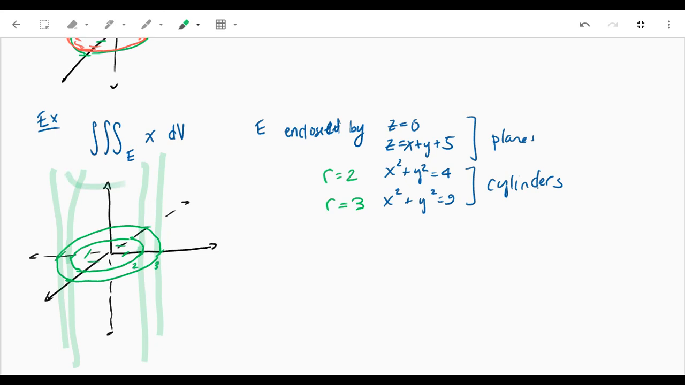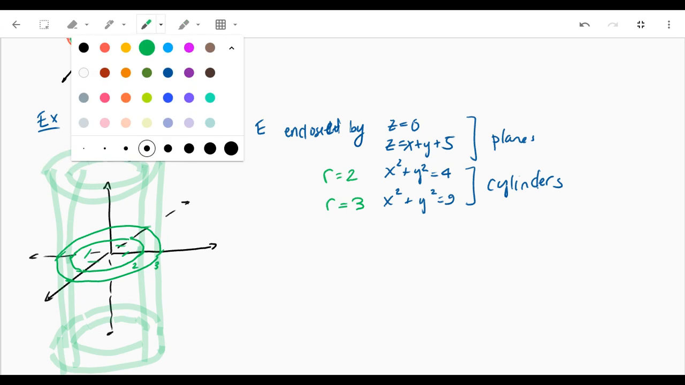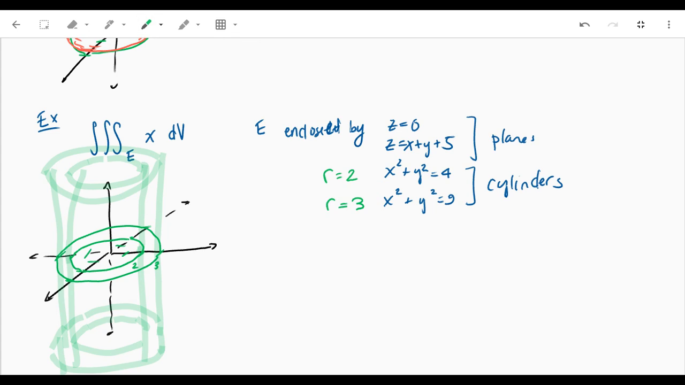Okay, so we've got these cylindrical... Chromebook's being really slow right now. Okay, and you can kind of picture it going all the way around. So we're in between those two cylinders. We're being chopped off by z equals 0. So that's pretty easy. That's just your xy plane.